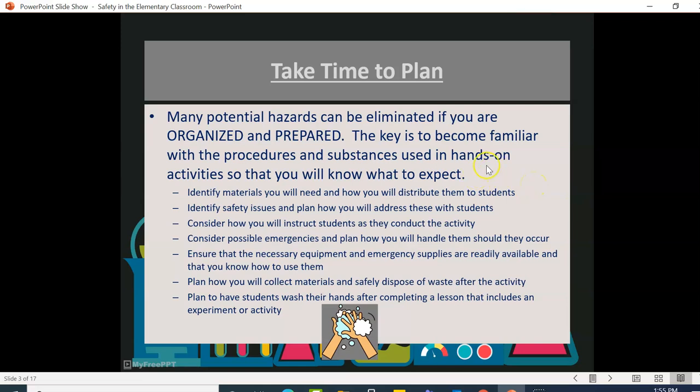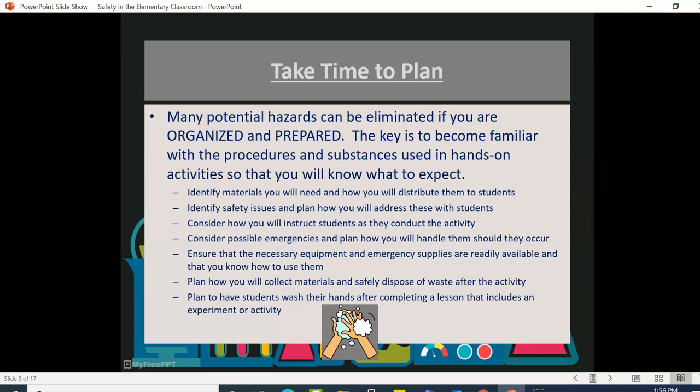And while practicing the experiment, you should consider the following: identify materials you will need and how you will distribute them to students. Identify safety issues and make a plan on how you will address these with students. Consider how you will instruct students as they conduct the activity. Consider possible emergencies and plan how you will handle them should they occur.